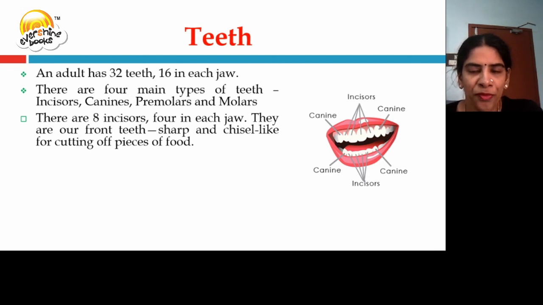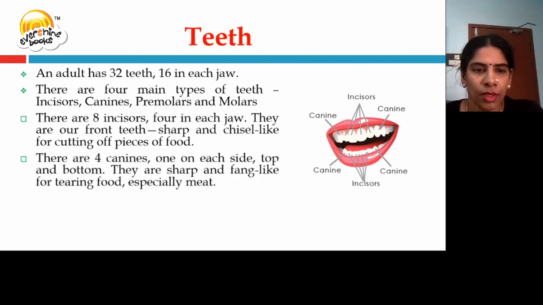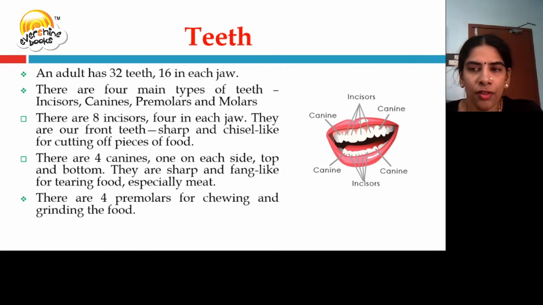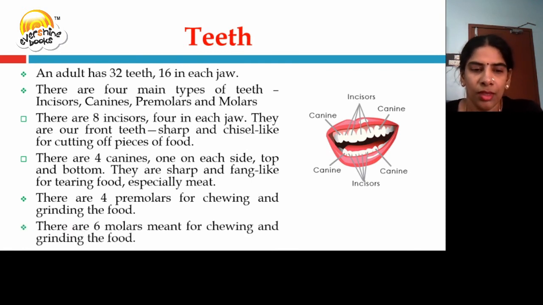Incisors are sharp and chisel-like for cutting off pieces of food. There are 4 canines, one on each side, top and bottom. They are sharp and fang-like for tearing food, especially meat. There are 8 premolars for chewing and grinding the food. There are 12 molars meant for chewing and grinding the food.